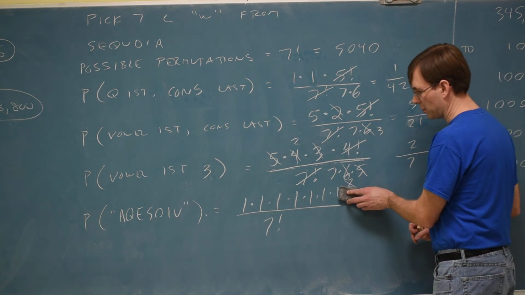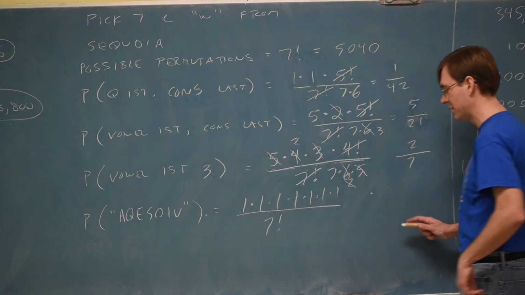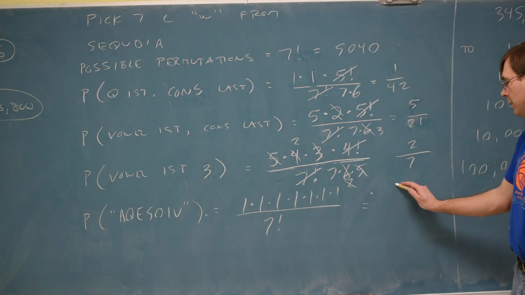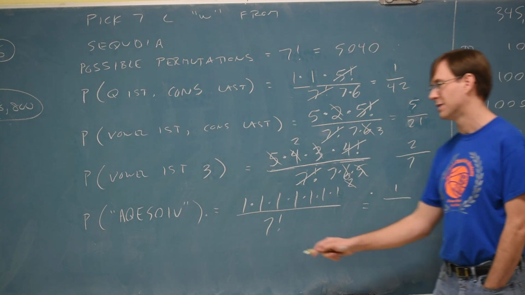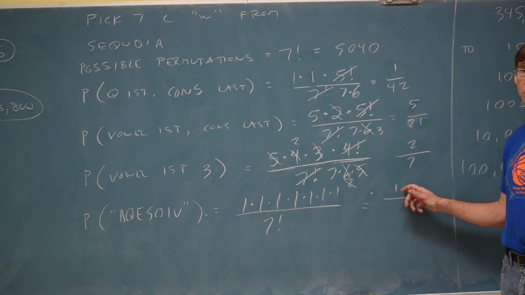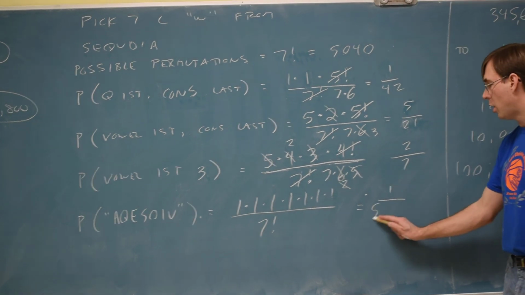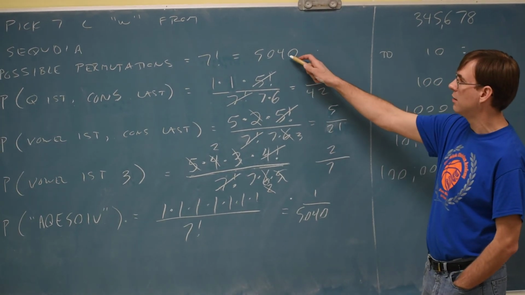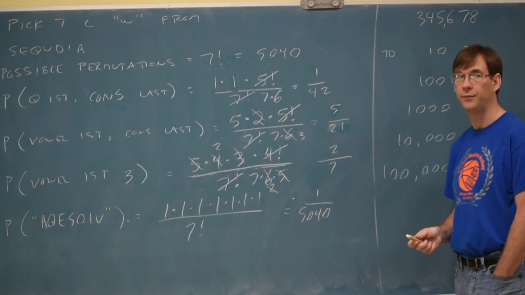And 1 times 1 times 1 times 1 times 1, it's kind of a silly way to do that out. It would be easier to just realize, if I request this 1 item, I only gave you that 1 choice, no wiggle room. And the bottom would be 5040, because we've known about 5040 from the very top.